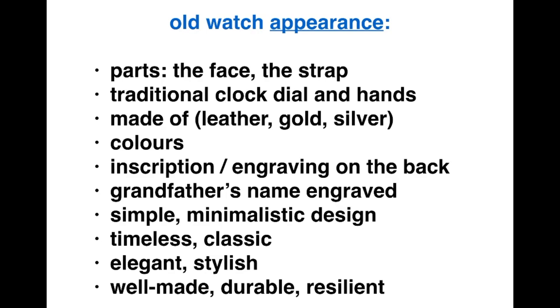You could describe the parts, the face of the watch, the strap, the traditional clock dial, which is where the numbers are, and the hands which move round. You can say what it's made of, maybe a leather strap, maybe some nice gold or silver. You could talk about the colours. Maybe this watch, if it's an important old watch from a family member, maybe it has an inscription or engraving on the back. That's where on the back of the watch face there is some writing, maybe the person's name. So you could say my grandfather's name is engraved on the back of this watch.